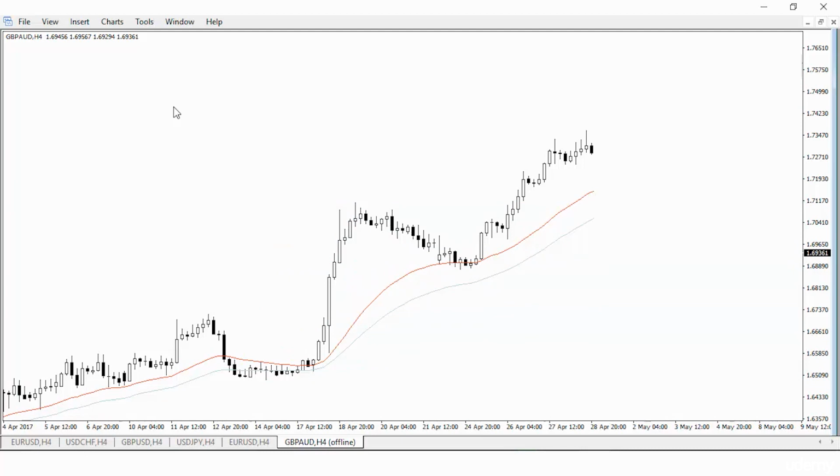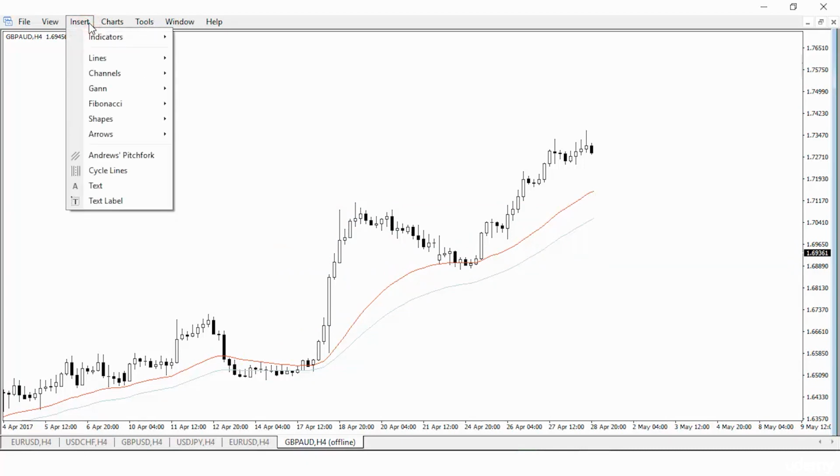So to draw the Fibonacci retracement levels, click the Insert tab on the top left corner of the MetaTrader terminal. From here, select Fibonacci and then retracement.